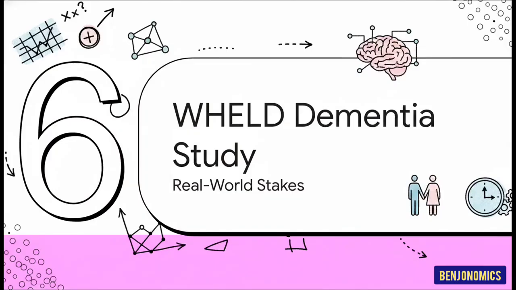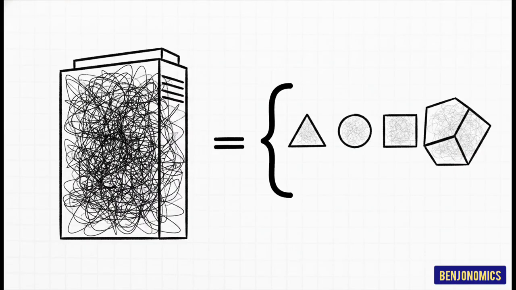Section 6. The WHLD Dementia Study, Real-World Stakes. Let's actually take all these abstract concepts and apply them to a high-stakes puzzle. We're going to look at baseline clinical data from the WHLD Dementia Study. We are analyzing 843 service users distributed across 57 residential care facilities. Now, patients in the same facility share facility-level effects, right? Which automatically creates those non-spherical correlated errors we were just talking about.